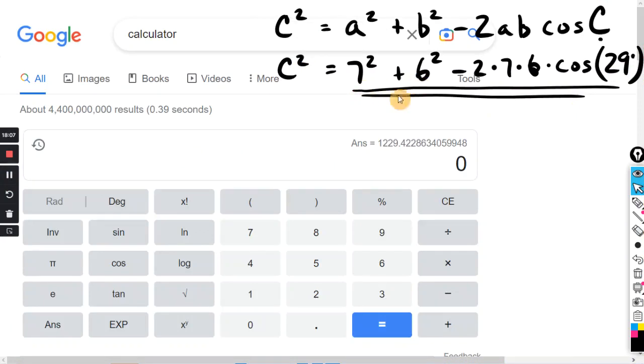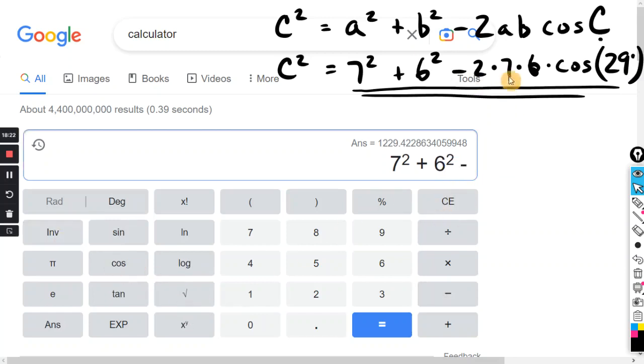All right, so we have 7 squared. Let me see, 7. There's the squared button. 7 squared plus 6 squared. So it's inverse square root on this calculator to get it squared. Minus 2 times 7 times 6. And then times the cosine of 29. Close parentheses. Make sure it's on degrees. You click equals. Now that answer is C squared.